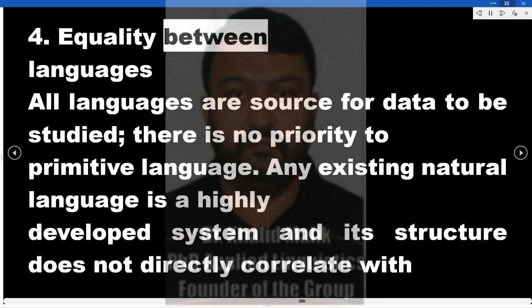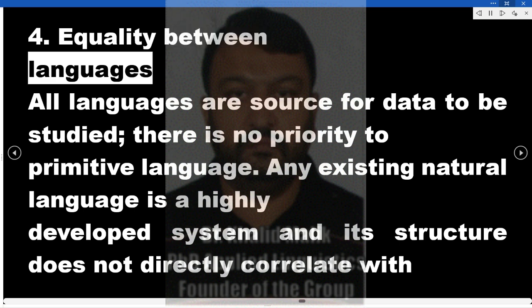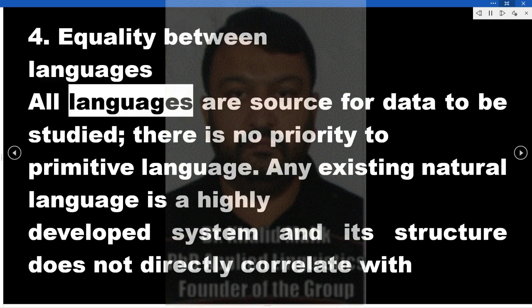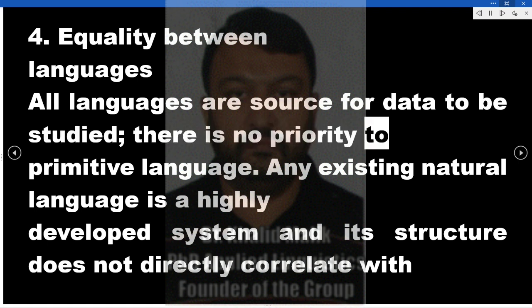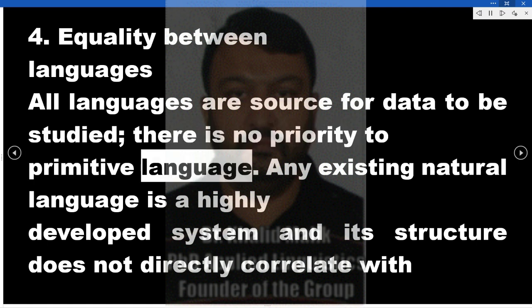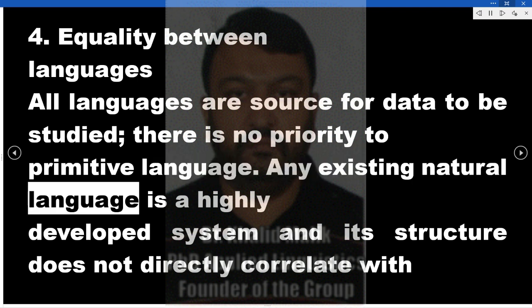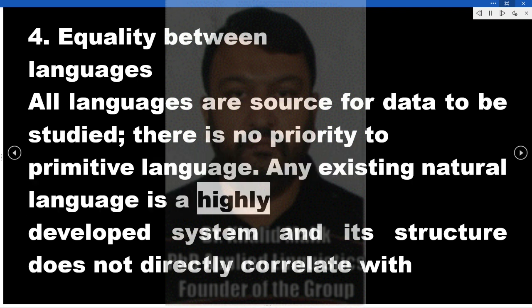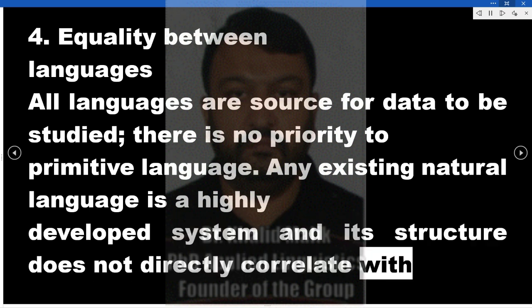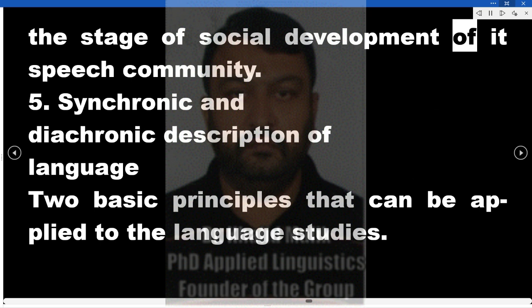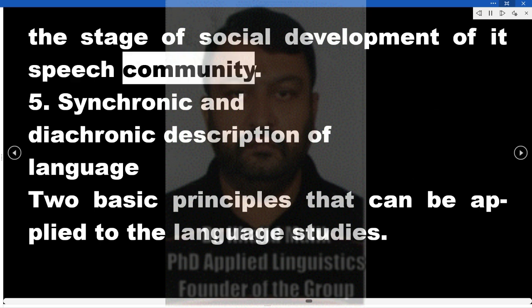4. Equality between languages. All languages are sources of data to be studied, there is no priority to primitive language. Any existing natural language is a highly developed system, and its structure does not directly correlate with the stage of social development of its speech community.